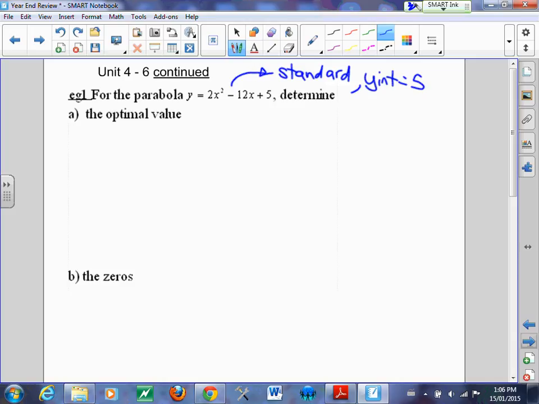Now, optimal value. To find the optimal value, folks, where do you find that? That's the y-coordinate of your vertex. So you need to have the vertex. So we need to get the vertex P and Q, and specifically, we need to find the Q part of that. Now my question is, how do we get the vertex? We have to convert to vertex form.